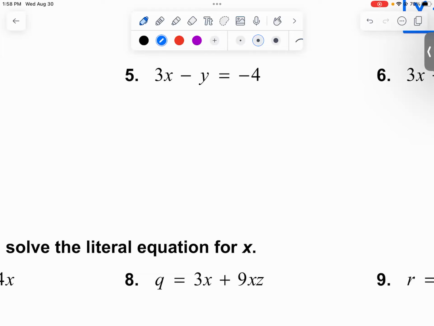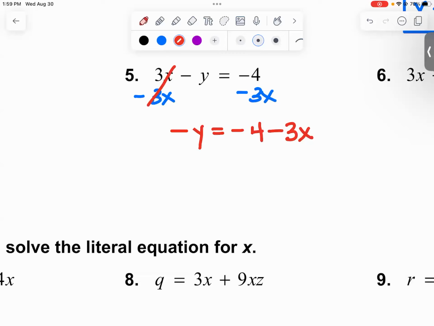All right, let's talk about this together. What did you do first? All right, I like that move. Drew subtracted 3x from both sides. So she now has minus y equals minus 4 minus 3x. Please look at your work and see if you remembered to keep this minus attached to the y.